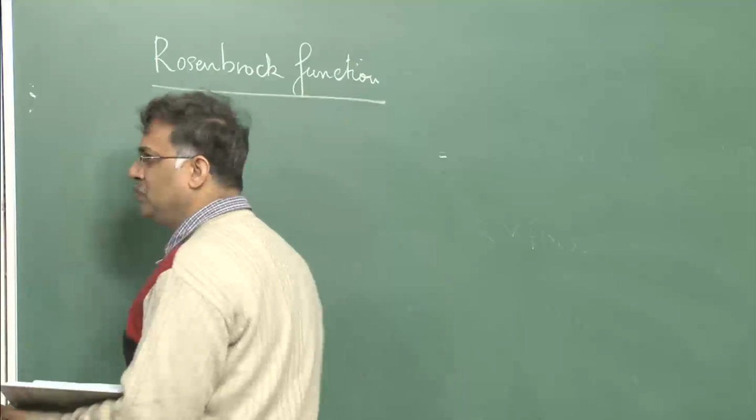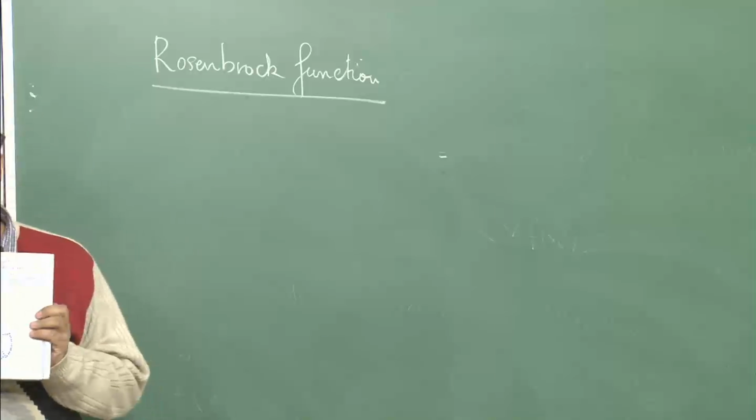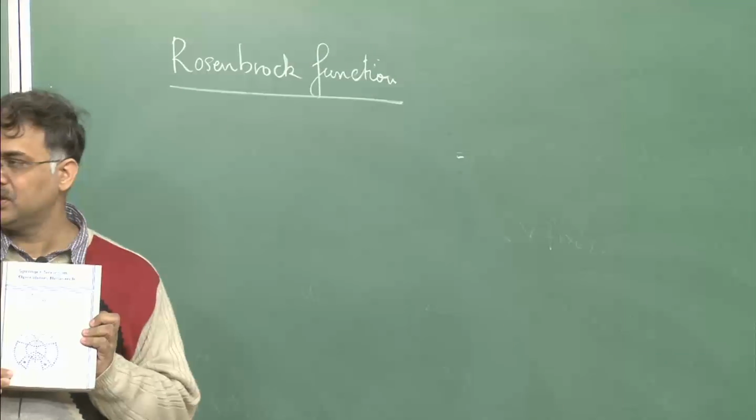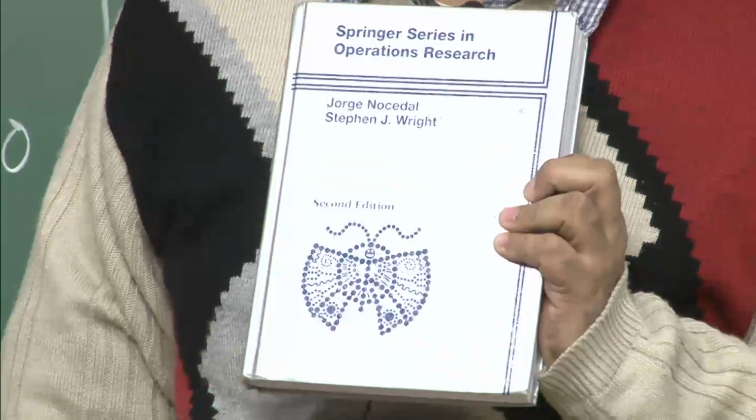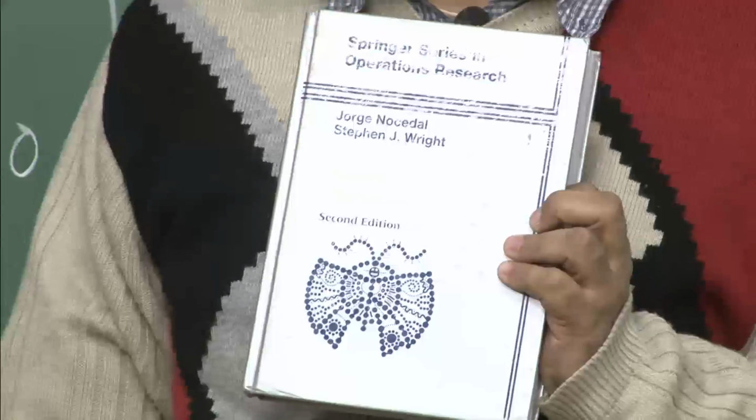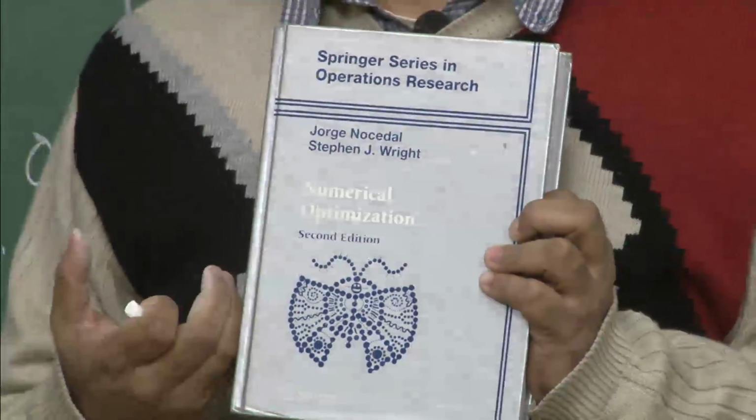Let me again show you the reference of the book that I am using here. The book is called Numerical Optimization, and it is written by Nocedal and Wright. It is published by Springer and it is now available in an Indian edition.